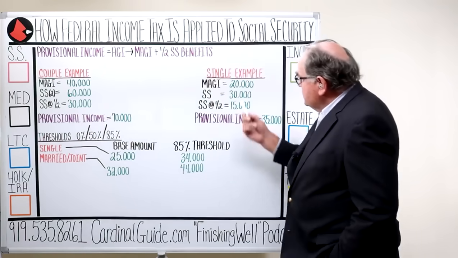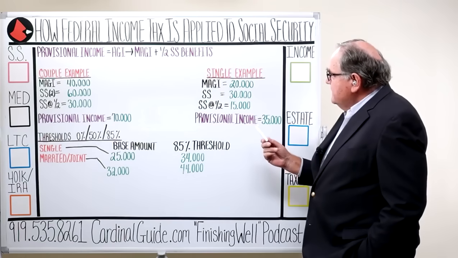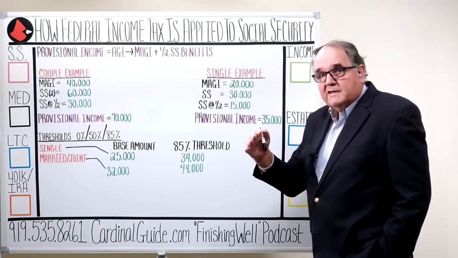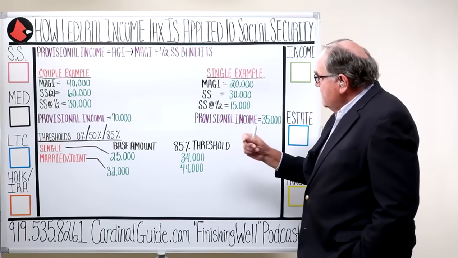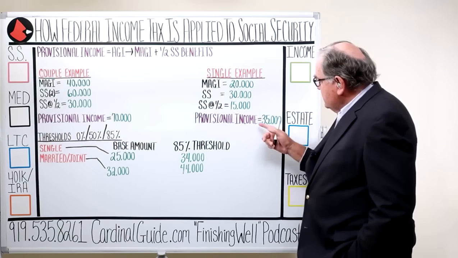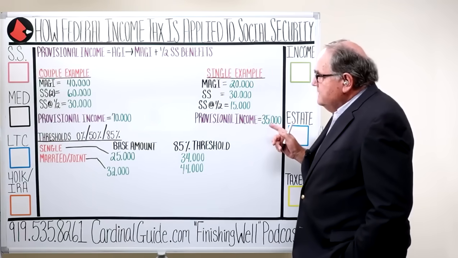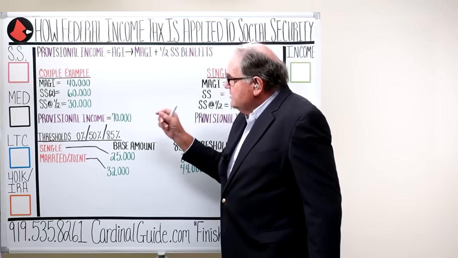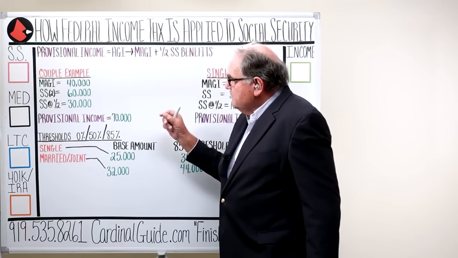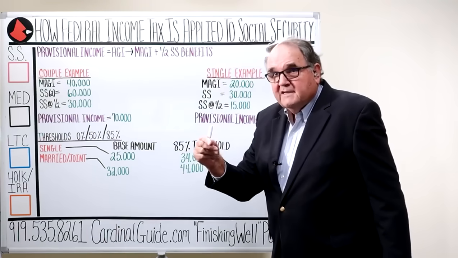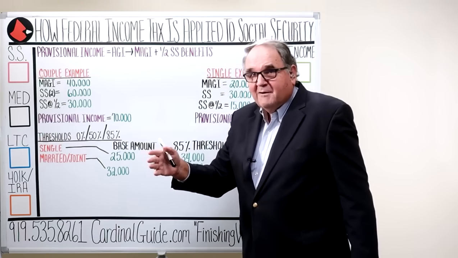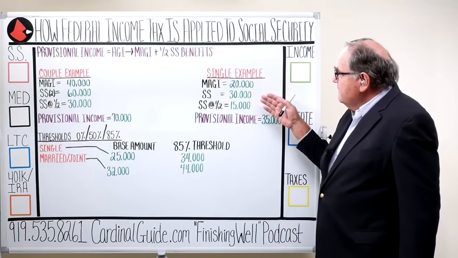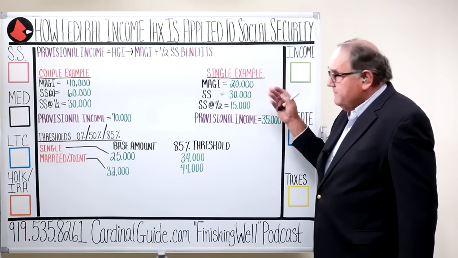And on the single person, we have 20 grand of other income, 30 grand of Social Security. Their real income is 50 grand. But when we get the provisional income, it's 35 grand. And so I'm going to push it to Tom to show in these examples how much of their Social Security is actually taxable. And what we're more interested in is what is their federal income tax liability for this couple on 100 grand, and what is their federal income tax liability on this single person at 50 grand.